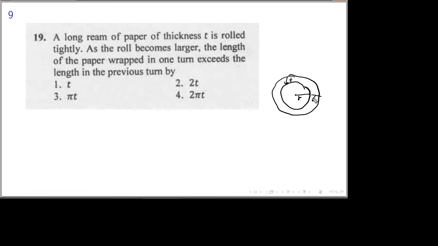So the circumference of this is 2 pi into (r plus t), and the circumference of this is 2 pi r. So the difference is what? So delta is 2 pi into (r plus t) minus 2 pi r. That is 2 pi t. This one. Okay, quite easy.